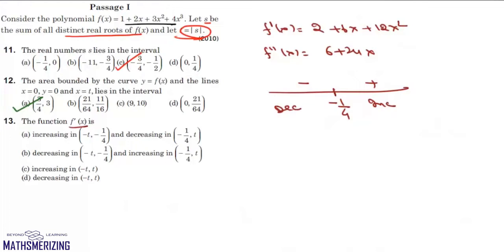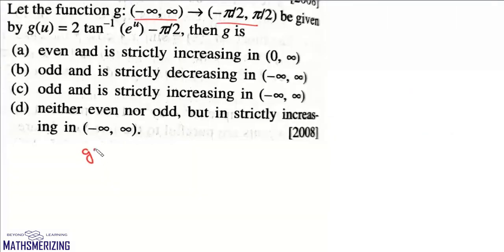Now we know that the value of s lies between minus 3 by 4 and minus 1 by 2. So this minus t will lie somewhere here, and plus t will lie here. So this f dash x will decrease from minus t to minus 1 by 4, and it will increase from minus 1 by 4 to t, and which is your option B. So the correct options are C, A and B.